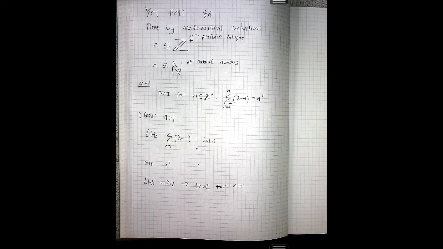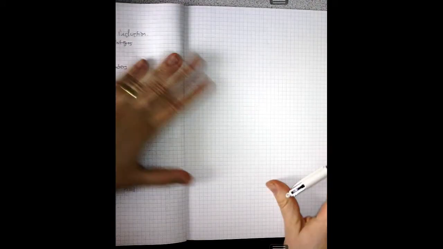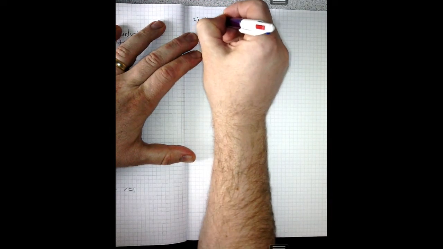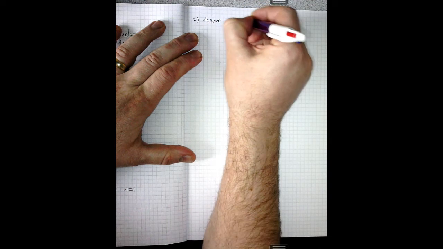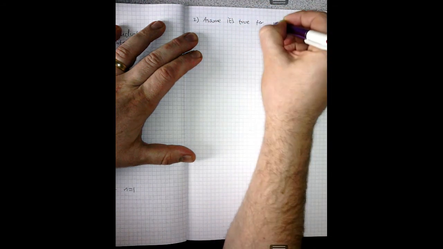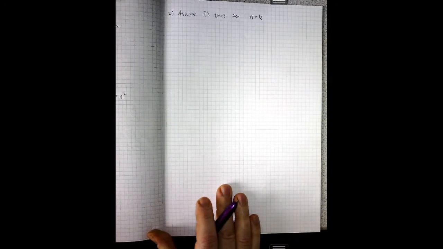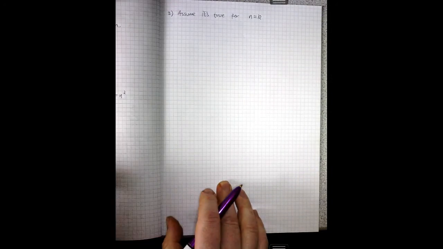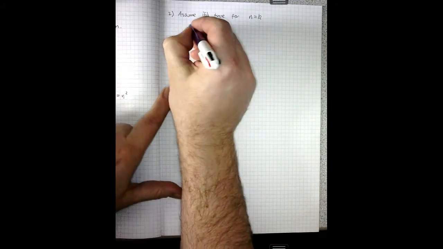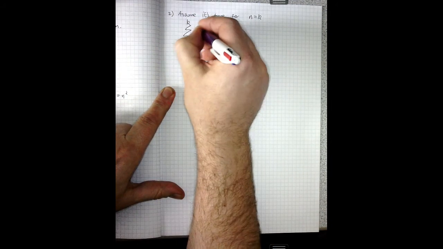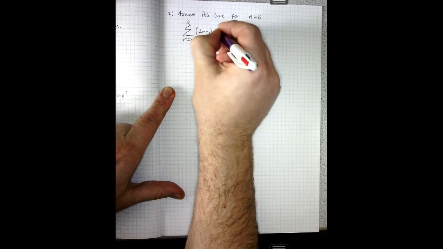Step 2 is the assumption step. So step 2, we assume it's true for a general number k. And because we're assuming that's true, it means we can say that my statement is true for the sum from 1 to k.